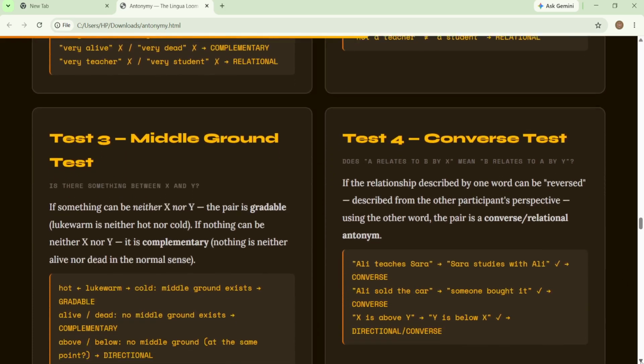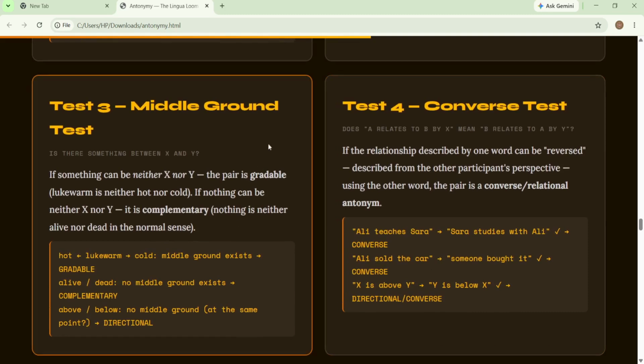Let's move to the third, which is the middle ground test. If something can be neither X nor Y, the pair is gradable. Lukewarm is neither hot nor cold. If nothing can be neither X nor Y, it is complementary. Nothing is neither alive nor dead in the normal sense. So hot, lukewarm, and cold: middle ground exists, it's gradable. Alive and dead, there is no middle ground, so it is complementary. Above and below, no middle ground, so it is directional.